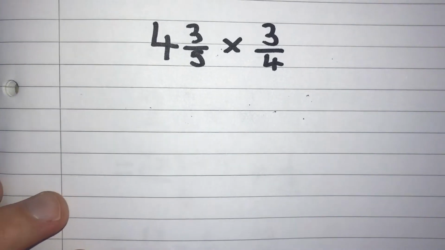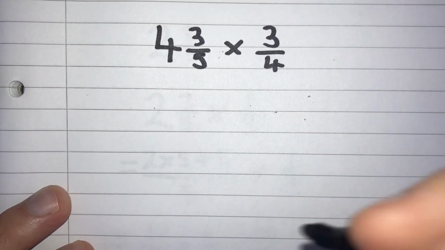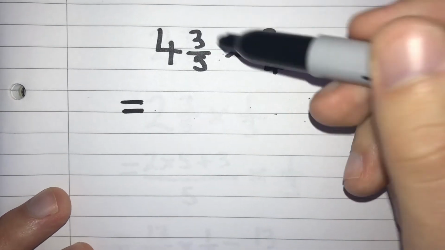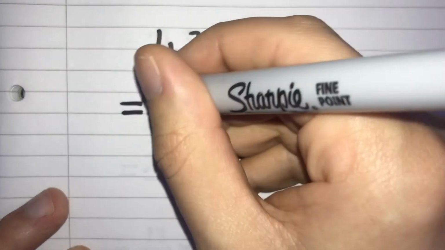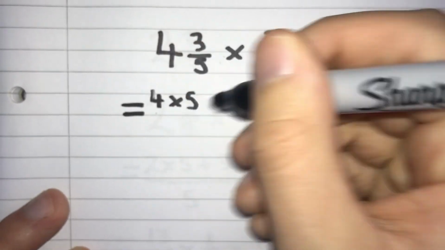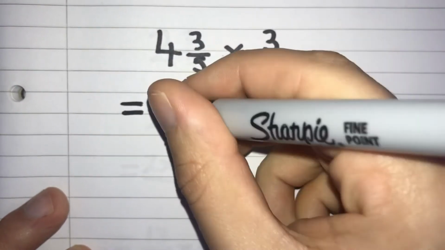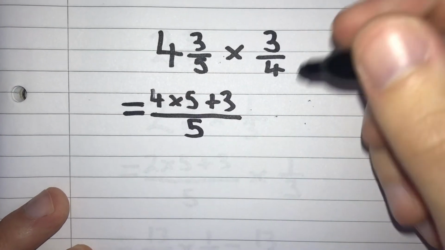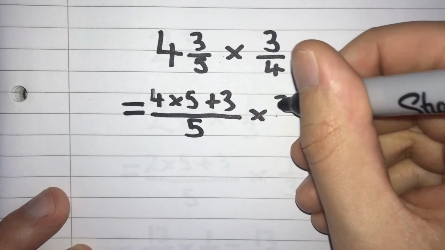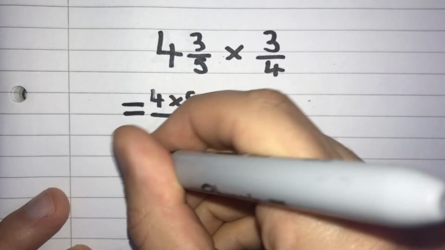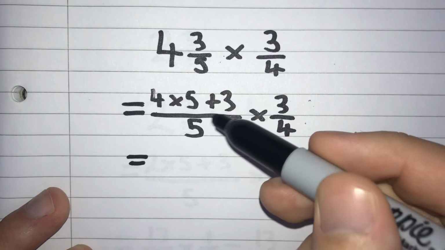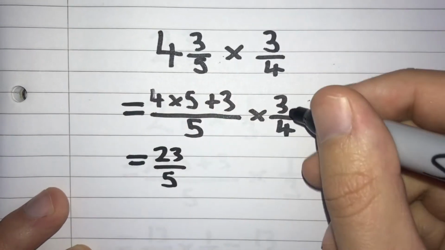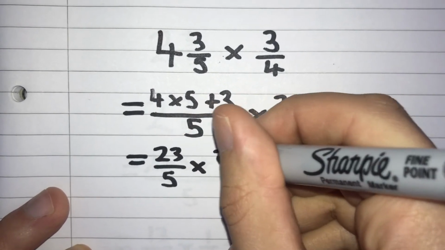Okay, so in this one, our mixed number, 4 3/5, we want to turn that into a top-heavy fraction. So this means we've got 4 whole ones, so that's 4 lots of 5/5. So we can do 4 multiplied by 5, and then add the 3 that we've already got. And it'll be all over the 5 that we've got originally in our denominator, and multiplied by 3/4. Well, 4 times 5 gives us 20, and add 3, that would give us 23 over 5, multiplied by 3/4.